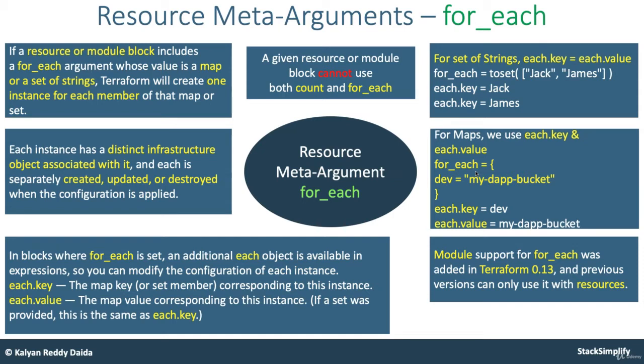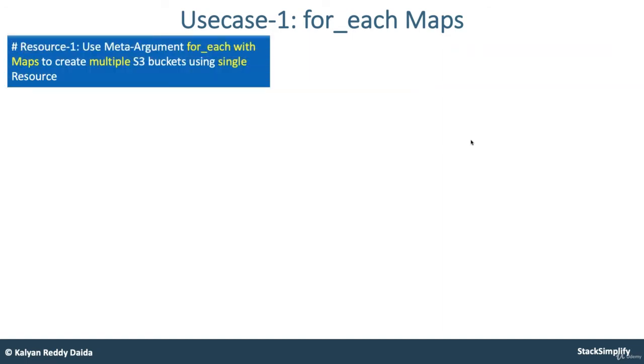Now if you see all this together, what are we going to do in the practicals? We need to do two demos: one for_each with a set of strings and another for_each with maps. So let's go ahead and see that now. Use case 1 we are going to implement with for_each with maps. Use the meta argument for_each with maps to create multiple S3 buckets using a single resource.